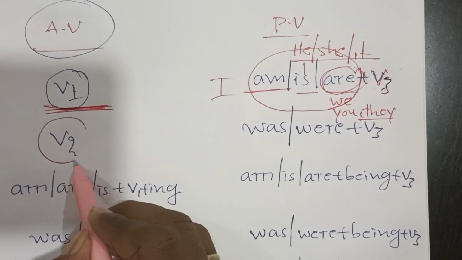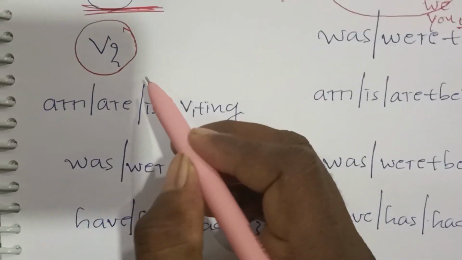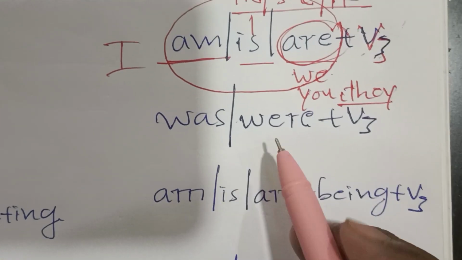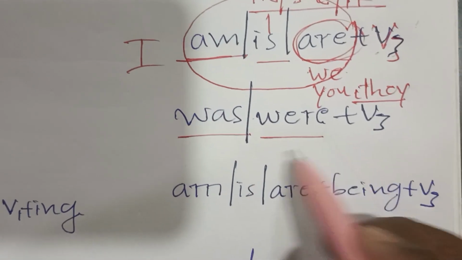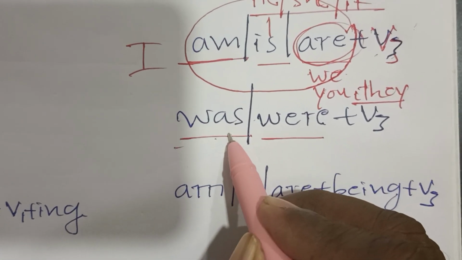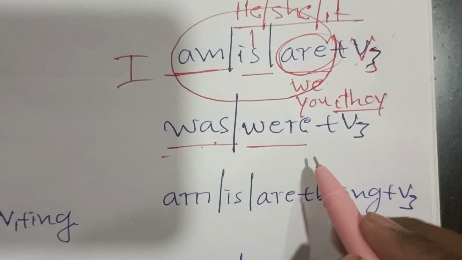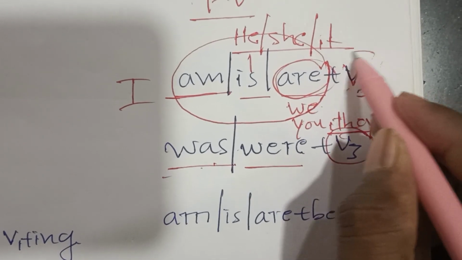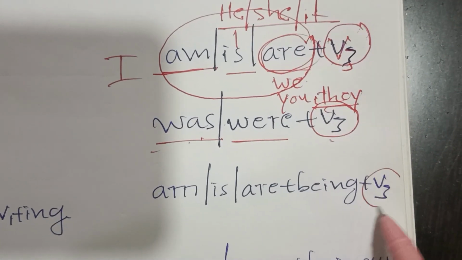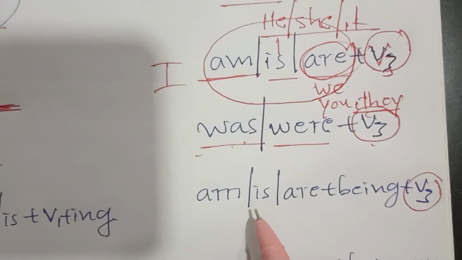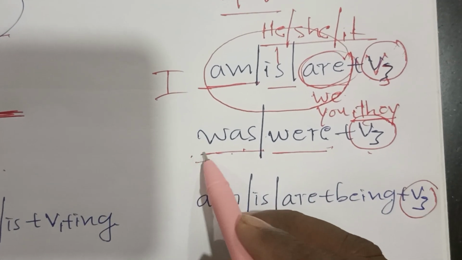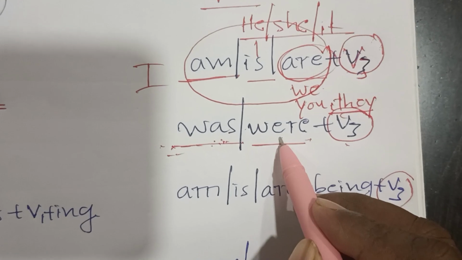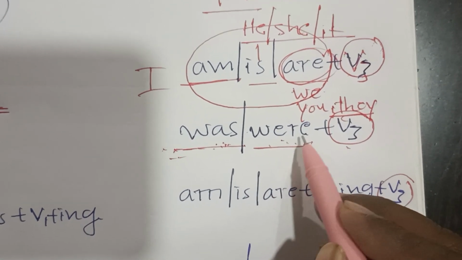In active voice, verb 2 is the simple past tense. So in passive voice, we'll use was or were. Where do you have to use was? After singular we use was. After plural we'll use were. Finally, in a passive voice sentence, what is it? Verb 3, verb 3, verb 3. So was and were will be used. I, he, she, it after was; the remaining, plural, we, you, they, after were.